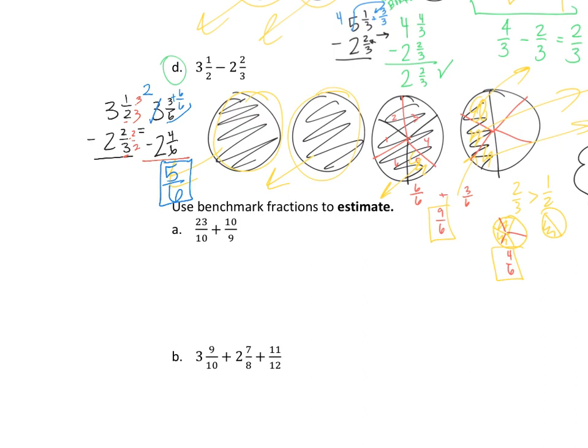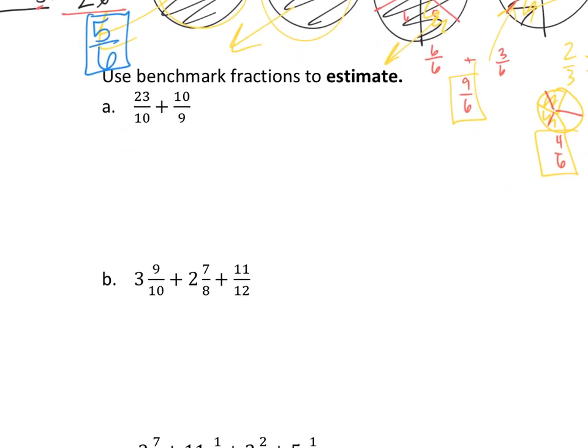Now, you could have also changed these into improper fractions. So we could have written this as 2 times 3 plus 1, 7/2, minus, that's 6 plus 2, 8/3, and you should get the same answer. So I leave that up to you to check, but it should be 5/6.